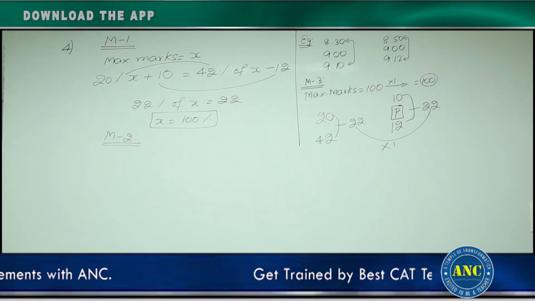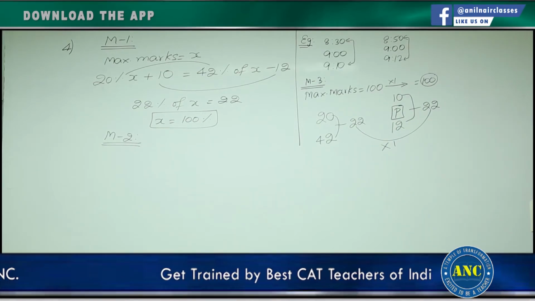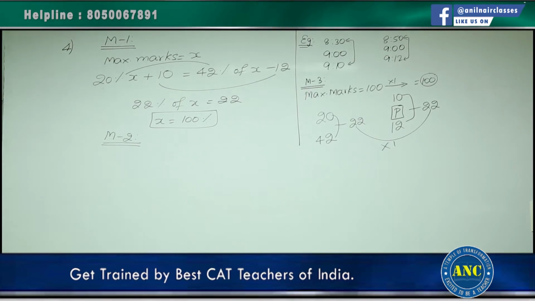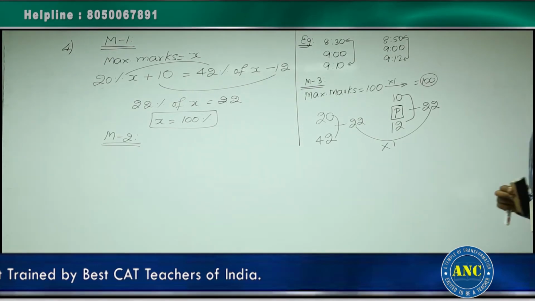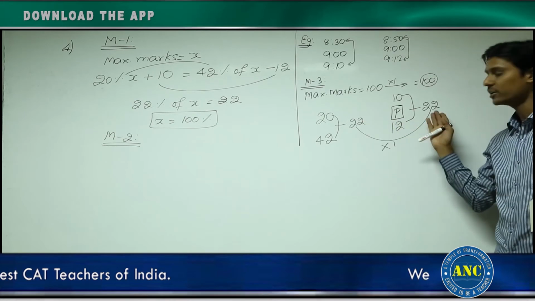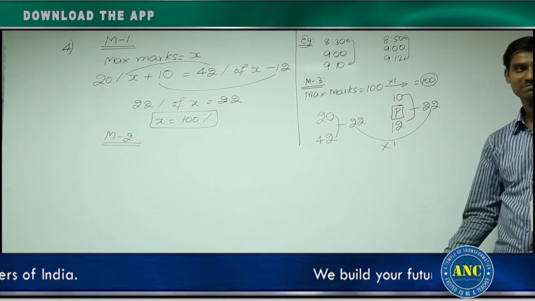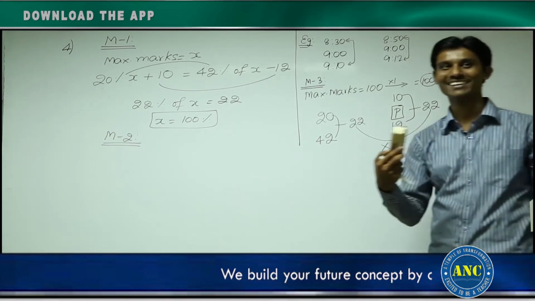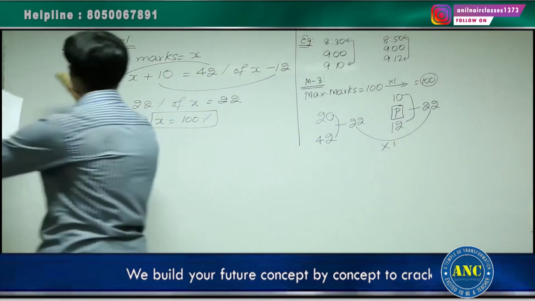Clear? Next. Fifth question. Please see here. Fifth question is also similar to this question. Multiplying by 1, sir, because 22 should become 22. What is the multiplying factor, sir? Fifth question.